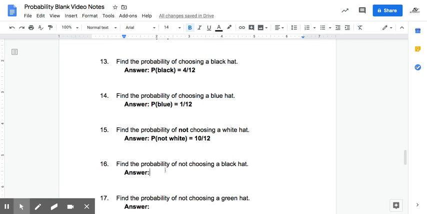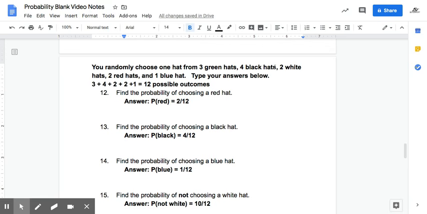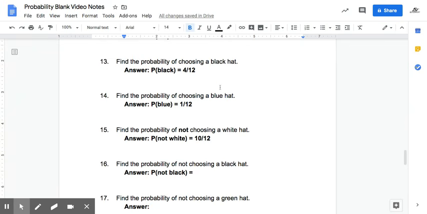Okay, number 16. Find the probability of not choosing a black hat. Well, I can choose any other color except for black. So I can choose from 3 green, 2 white, 2 red, and 1 blue. If I added up all those numbers, there are a total of 8 hats that are not black. So my numerator is 8 and my denominator remains 12 because there are a total of 12 hats.